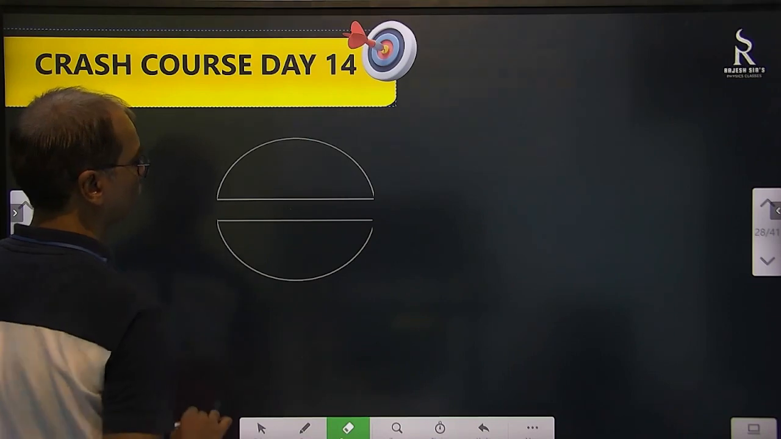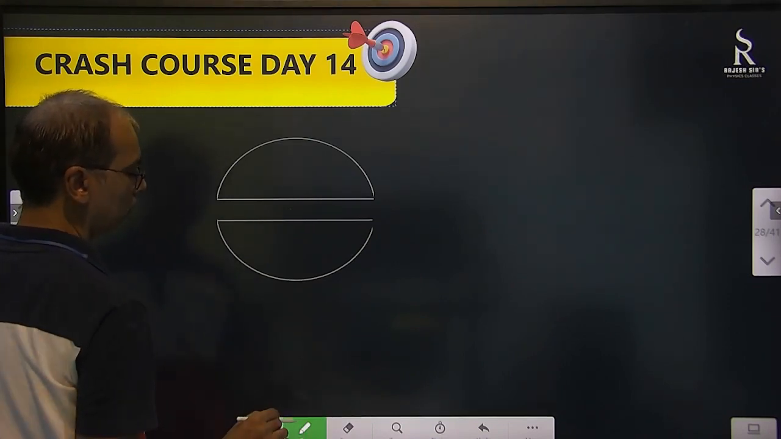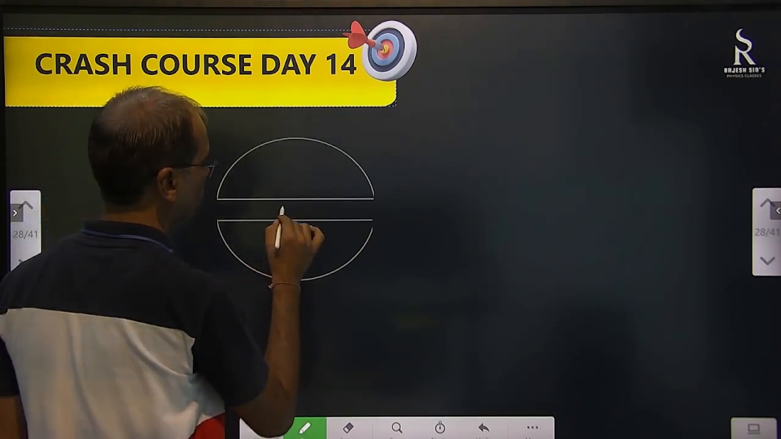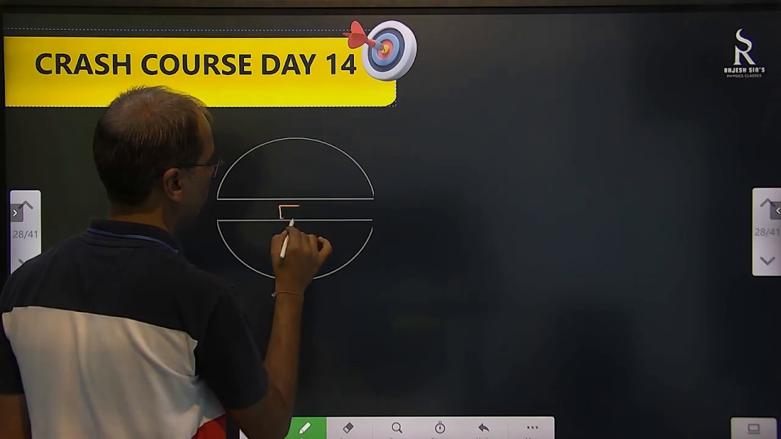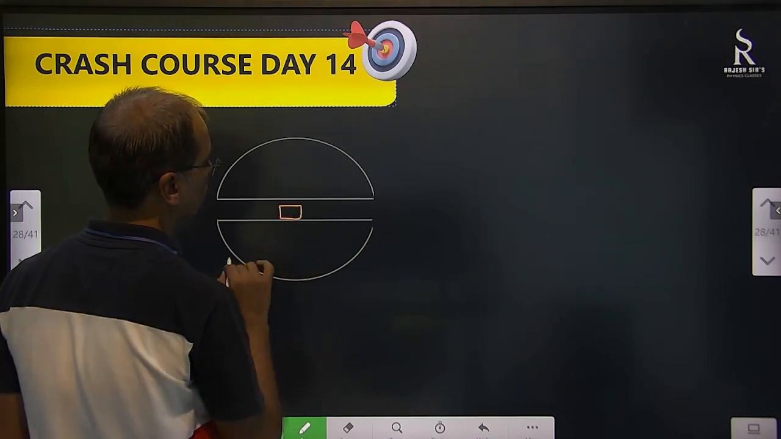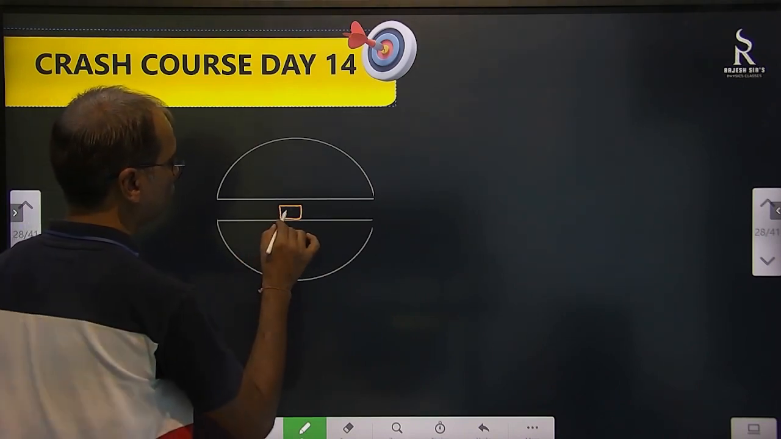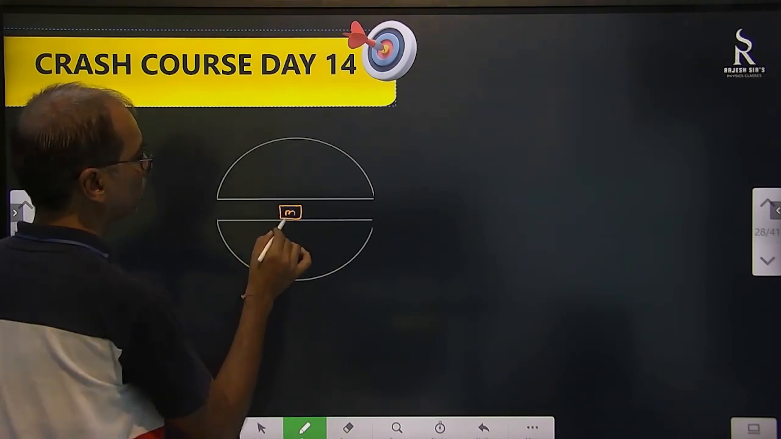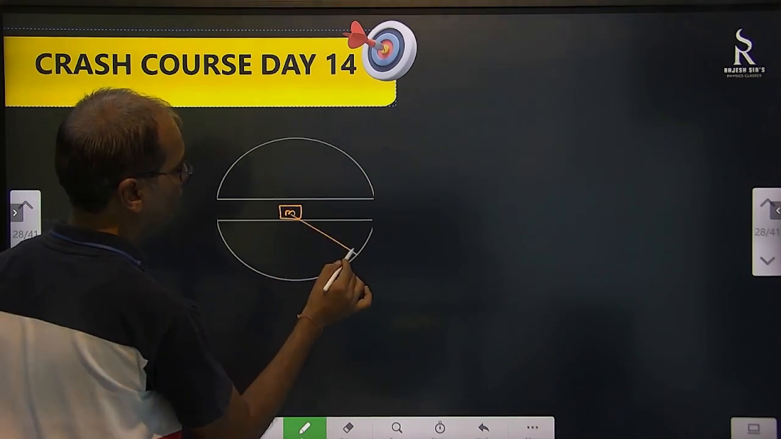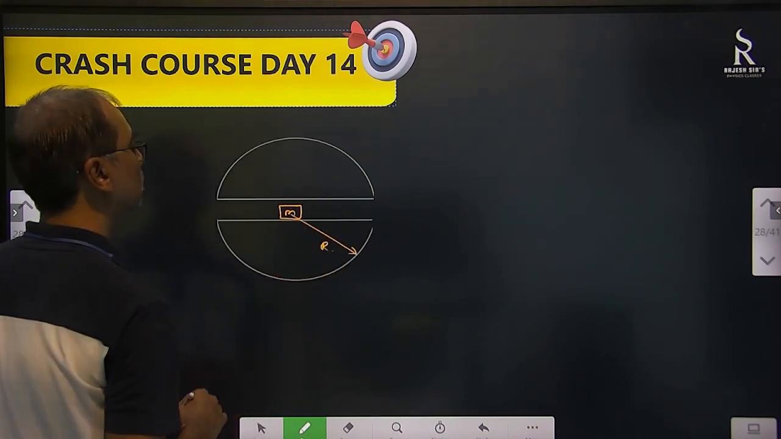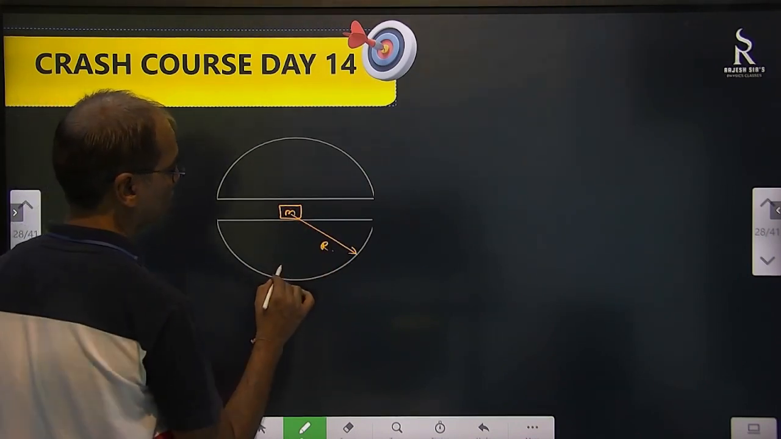So there is a tunnel. In this tunnel, we have kept one box here at the center. We can make this tunnel a little smaller actually. Okay, but fine. We have kept it at center. Radius is R obviously, and mass of the earth is M.